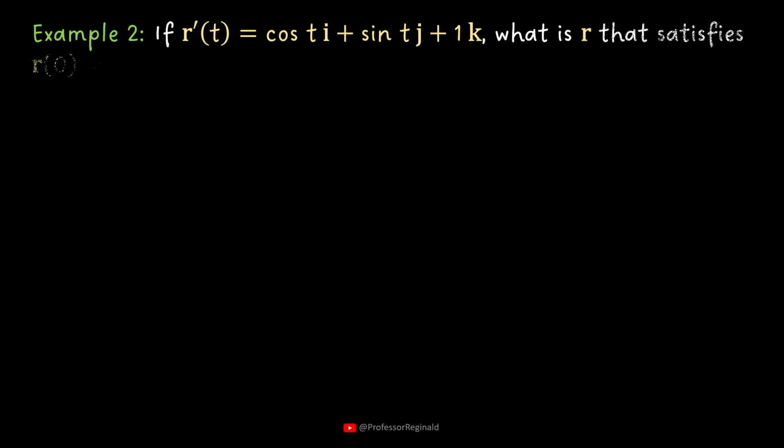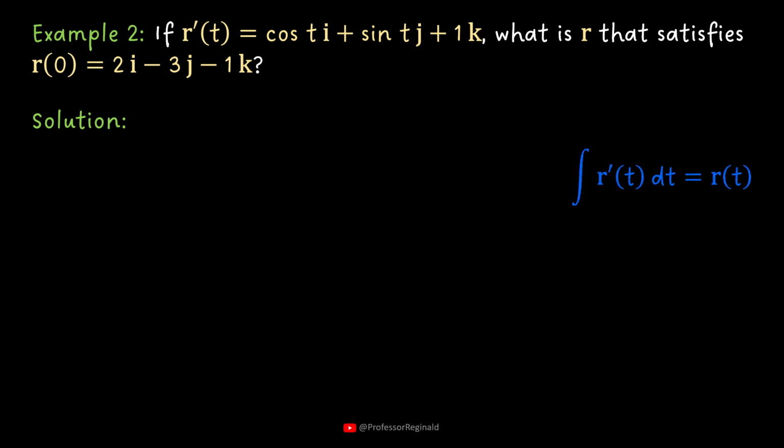Example 2. If we have the derivative of a vector-valued function, what is the vector-valued function that satisfies the following initial condition? Solution. From the fundamental theorem of calculus, we found out that the integral of a derivative of a vector-valued function leads back to the vector-valued function.